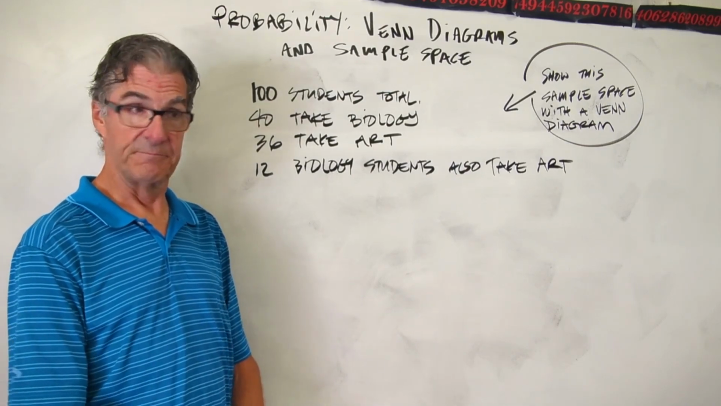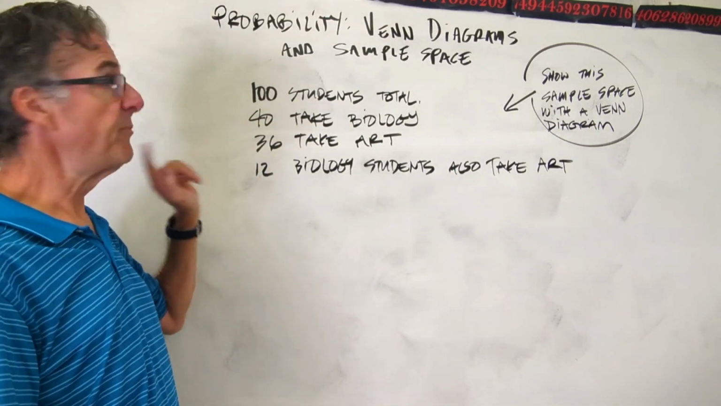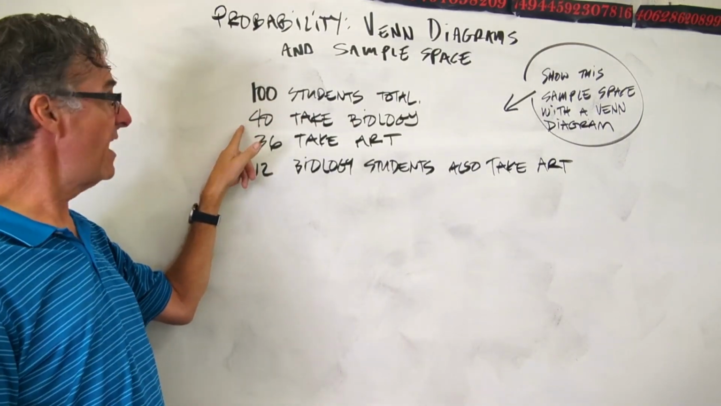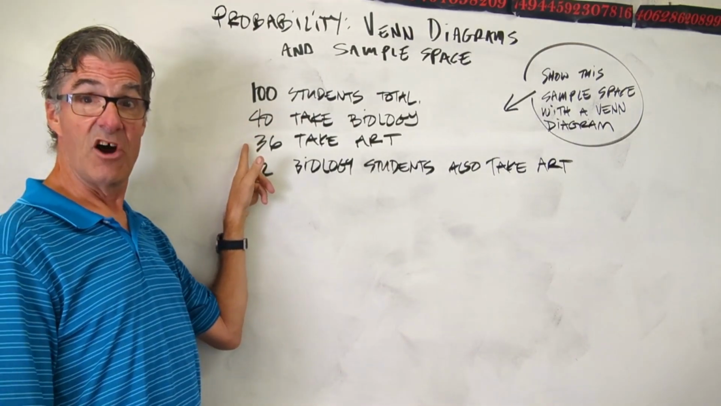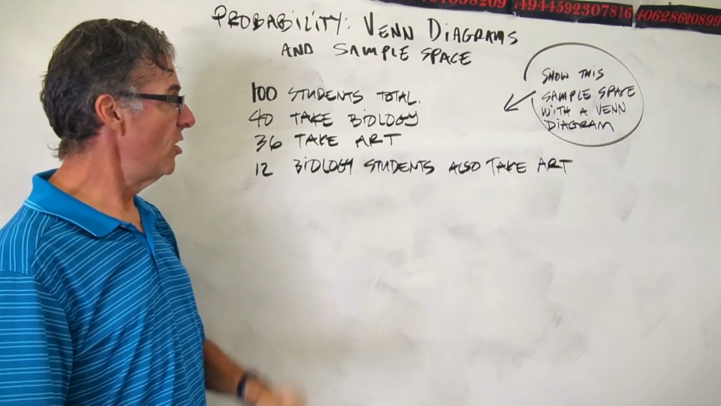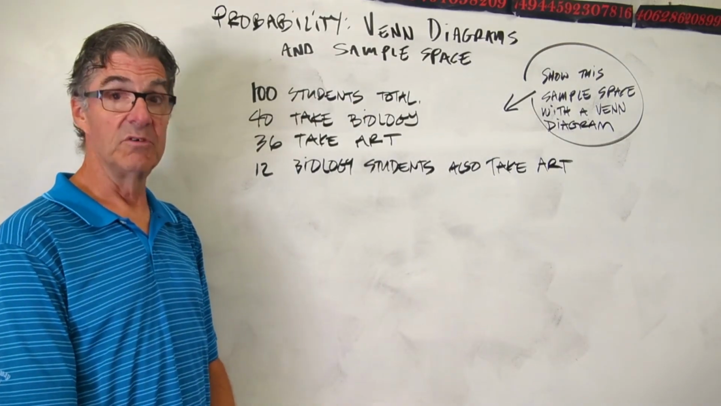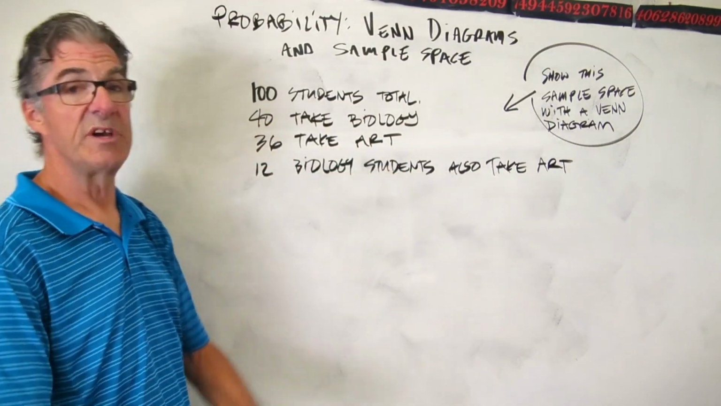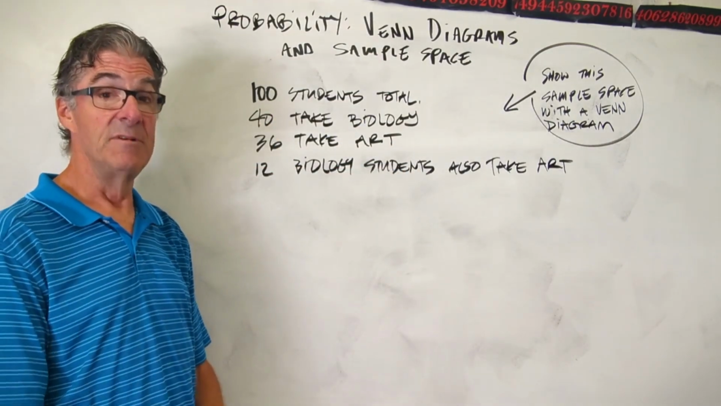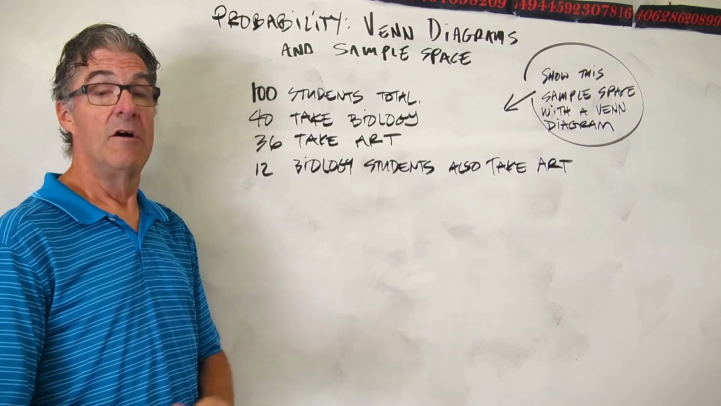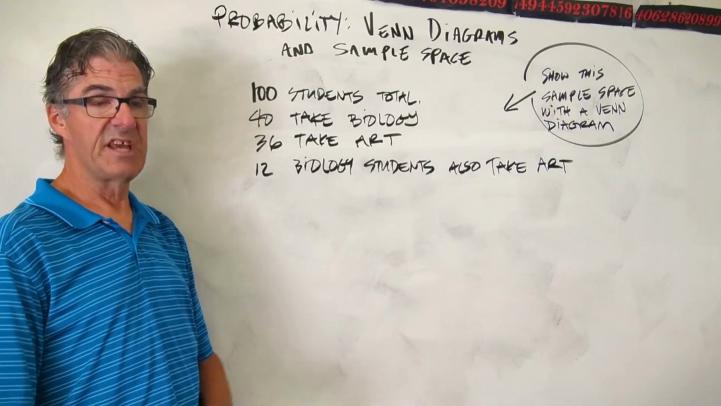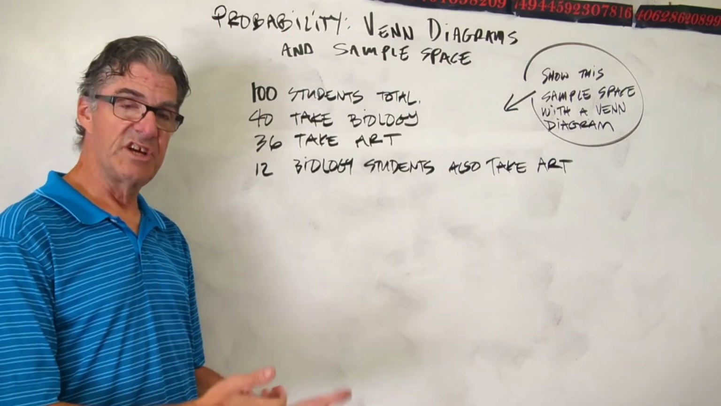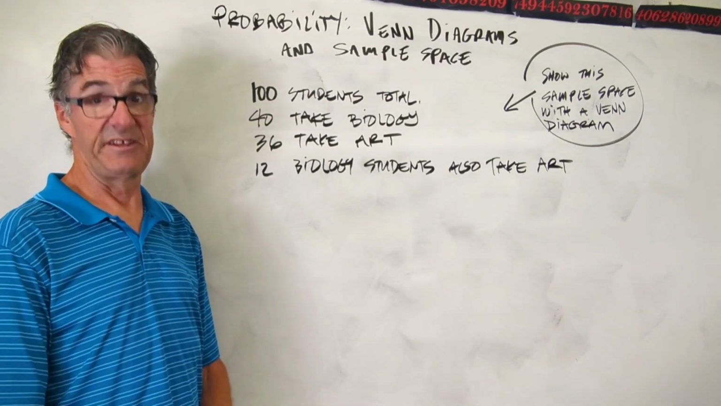So let's get started. Here's our example. We have 100 students total. 40 take biology, 36 take art, and 12 biology students also take art. So what we're going to do is show this situation with a Venn diagram, because it's going to be super handy for answering questions about, say, we pick a person at random. What are the chances they take both biology and art? What are the chances they take just biology, etc.?